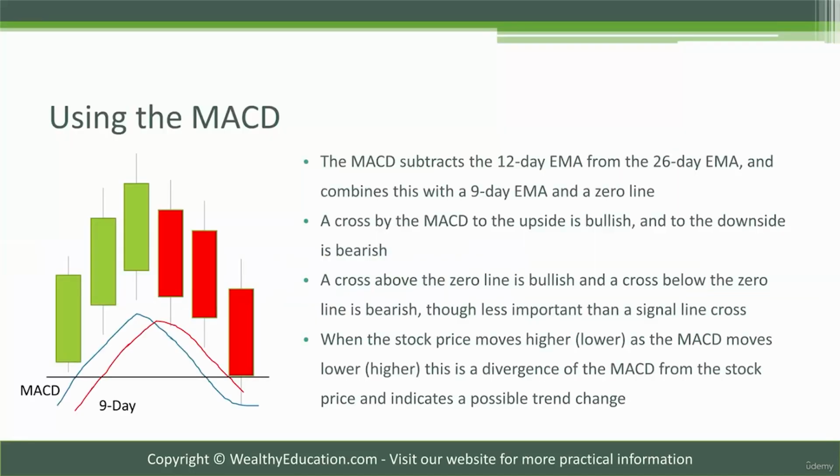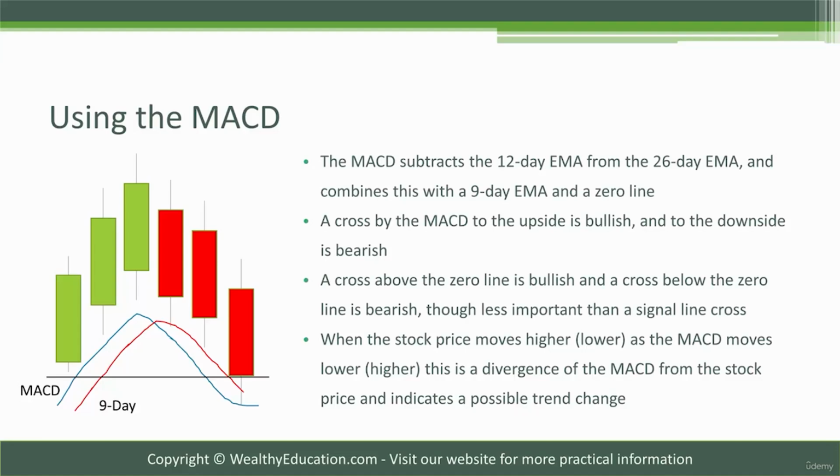The MACD is a type of exponential moving average. It subtracts the 26-day exponential moving average from the 12-day exponential moving average to get one line, which is the MACD line, and then it combines this with a 9-day exponential moving average, as well as a zero line that the MACD and the 9-day EMA can cross above and below.